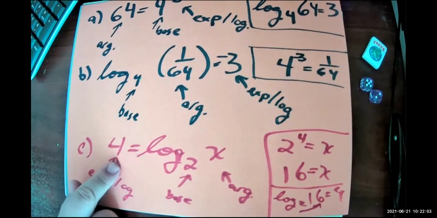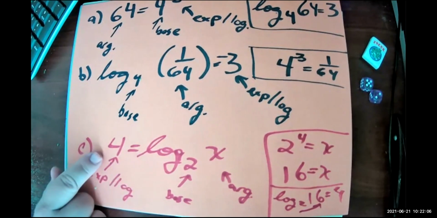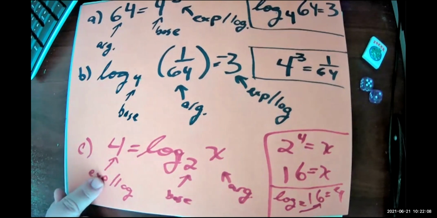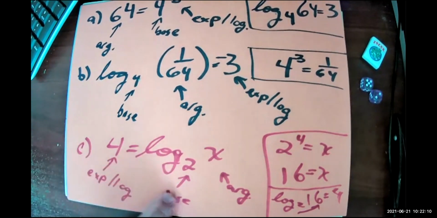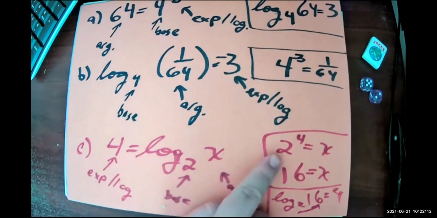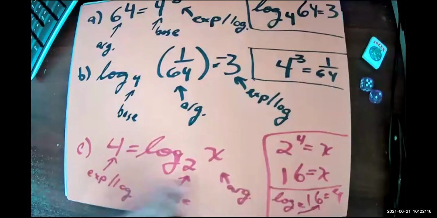I would encourage you to start by taking the equation and identifying the parts of the equation. What is the exponent or log? What is the base? And what is the argument? Then rewrite it in exponential format, because we can understand exponential format a lot better than log. And once it's in exponential format, it becomes very clear.